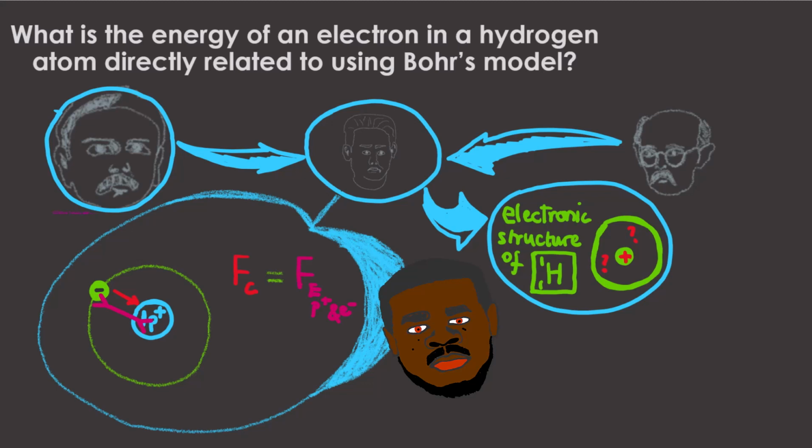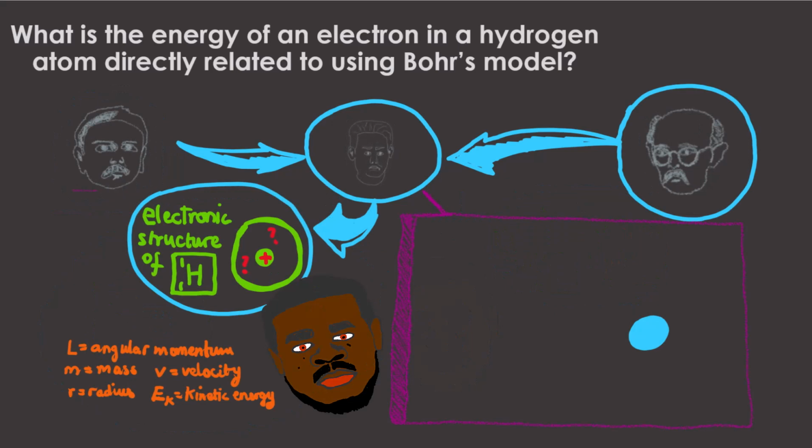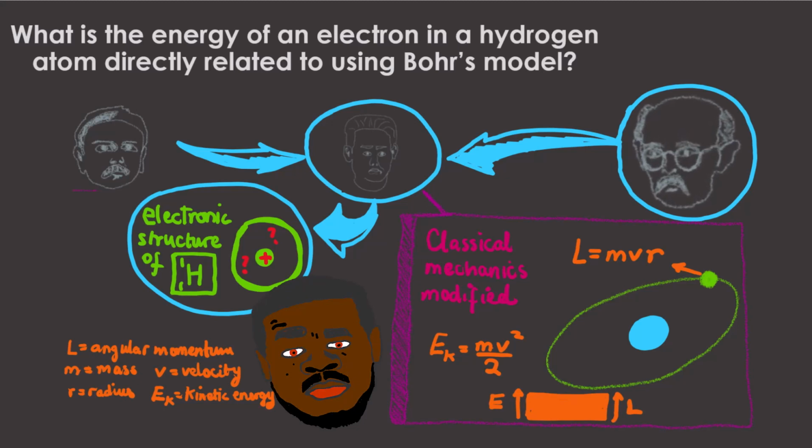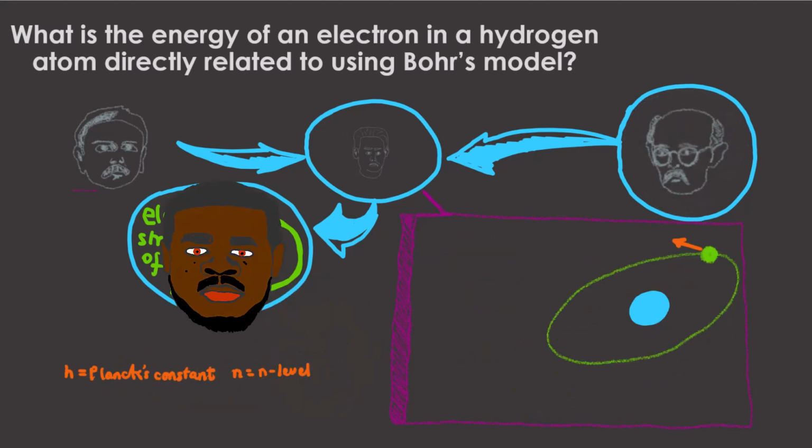Second, Bohr had to make some modifications to the classical mechanics model. For orbiting electrons, angular momentum, which is represented as L equals the mass times the velocity times the radius, and the kinetic energy E equals mv squared over 2, were considered not quantized. However, applying Planck's quantum theory, Bohr performed 3 steps to determine the quantized energy for each n level.